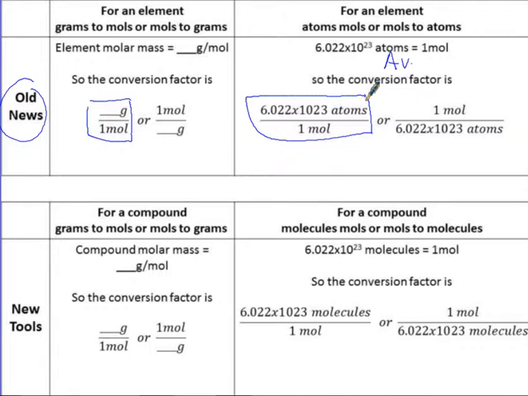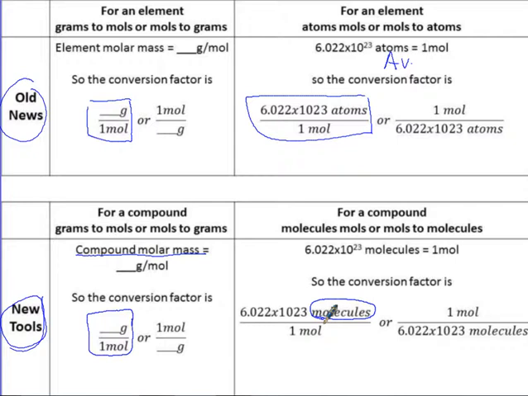The new tool is very similar. We just learned how to do compound molar mass. That's the grid we just did. And so now we can take a compound's molar mass and use the same conversion factor. With that grid, take the grams per mole of the compound and use that conversion factor. This is the one that gets really tricky. Look at this word here, molecules.